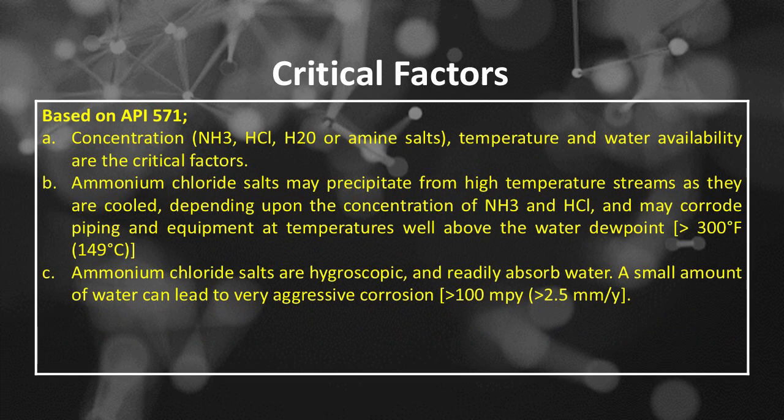Ammonium chloride corrosion critical factors based on API 571. Number A: concentration of NH3, HCl, H2O or amine salts, temperature, and water availability are the critical factors. Number B: ammonium chloride salts may precipitate from high-temperature streams as they are cooled, depending upon the concentration of NH3 and HCl, and may corrode piping and equipment at temperatures well above the water dew point, greater than 300 degrees Fahrenheit or 149 degrees Celsius.